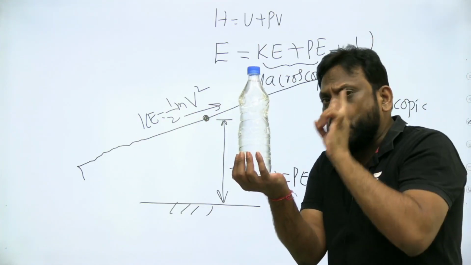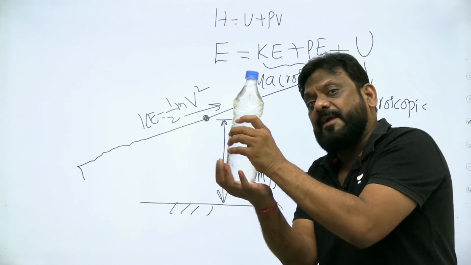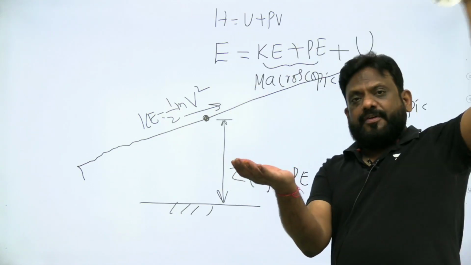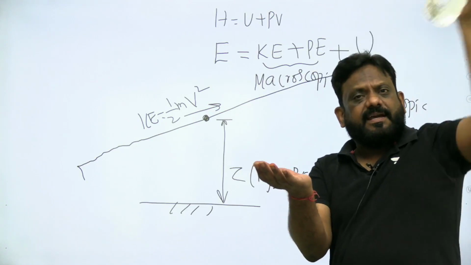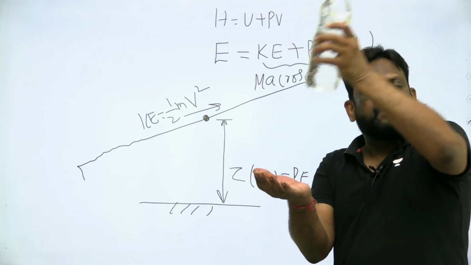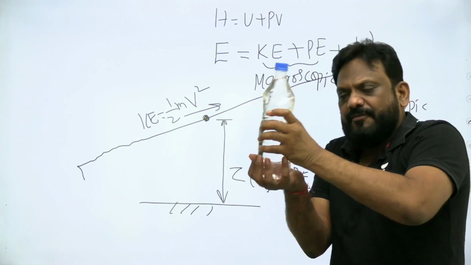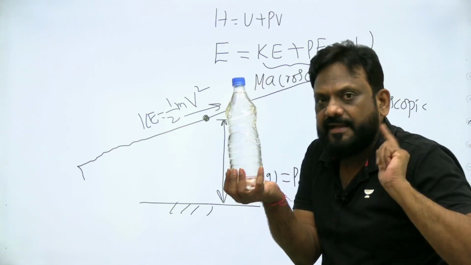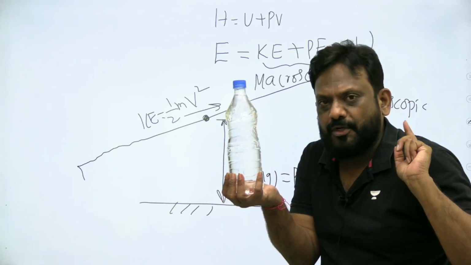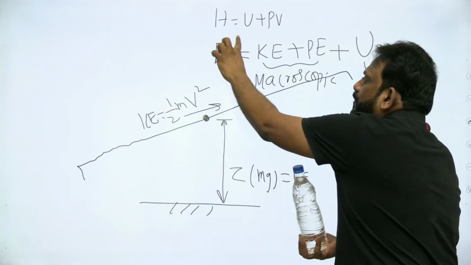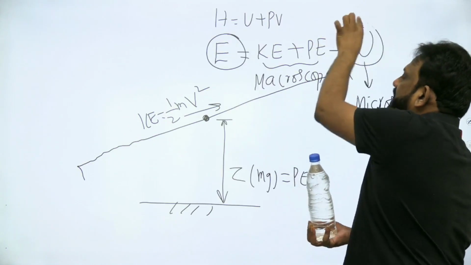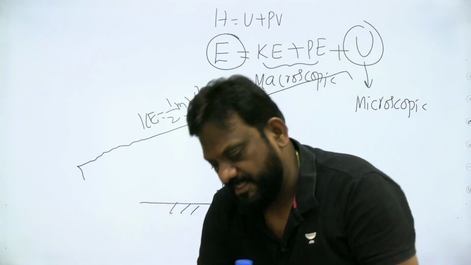So if it is a closed stationary system, unlike the previous case, in the previous case it was moving. So therefore it had gross kinetic energy, gross potential energy, and there is internal energy. Now if it is stationary, there is no change in kinetic, there is no change in potential energy. Therefore, change in energy is only change in internal energy for a closed stationary system.